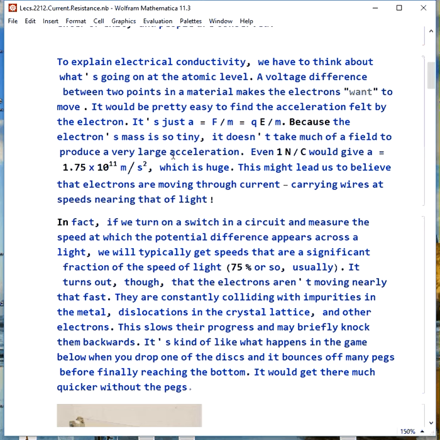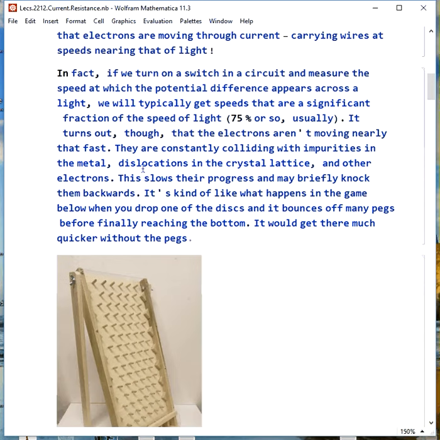The fact is, if we turn on a switch for a circuit and measure the speed that the potential difference appears across the light at the center of the room, we'll get speeds that are a significant fraction of the speed of light, usually around 75% or so. The electrons, though, aren't moving nearly that fast. The signal does, but the electrons don't.